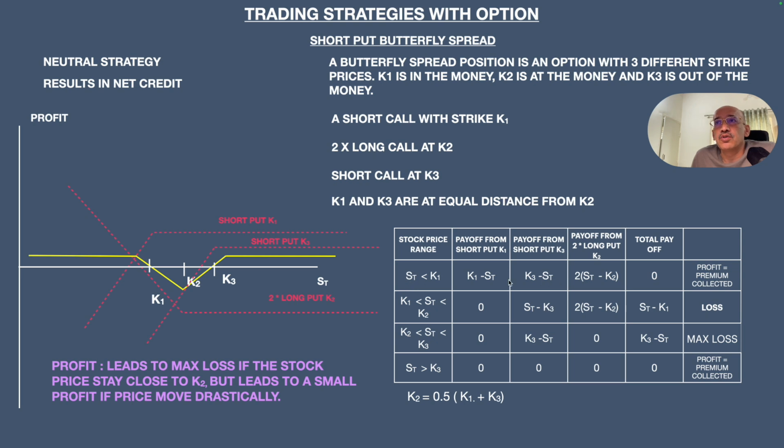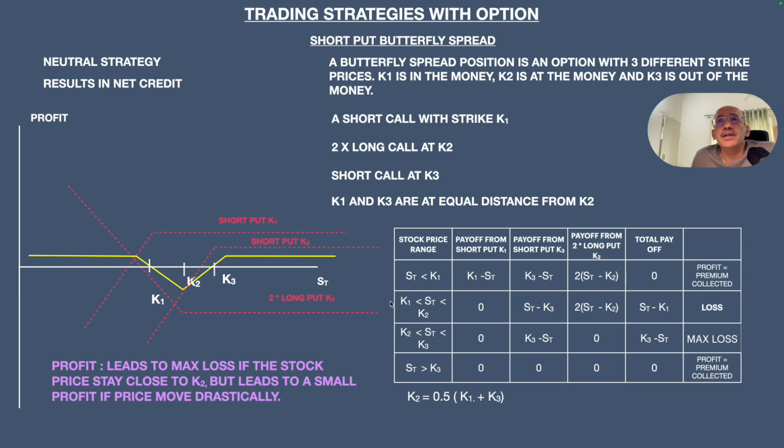So if we go through this, the payoff from short put K1 will be in loss, that is K1 minus ST, and the payoff from short put K3, again it will be in loss, that is K3 minus ST, and two long puts will be in profit, that is 2 into K2 minus ST. So the total payoff from this entire strategy will be 0, but you have collected some premium initially that is going to stay with you.